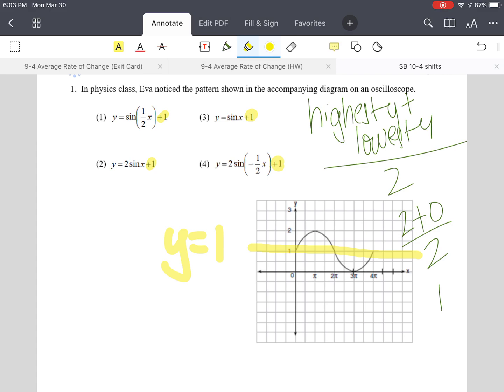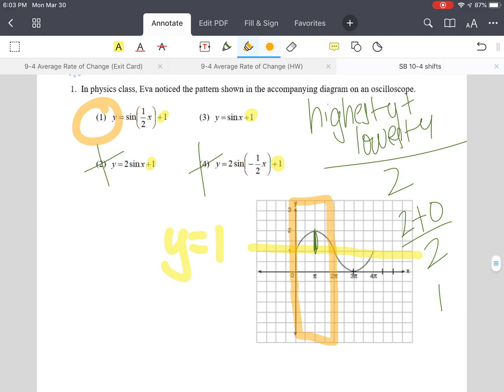Let's figure out the amplitude. The amplitude goes from the midline to the highest, so from 1 to 2. How many units is that? From 1 to 2. It's only 1 unit, so the amplitude is 1. So it's got to be either choice 1 or choice 2. Okay, now the last thing is the frequency. How many cycles do I see from 0 to 2 pi? Well, let's take a look from 0 to 2 pi. I see half a cycle. So I'm going to pick choice 1.